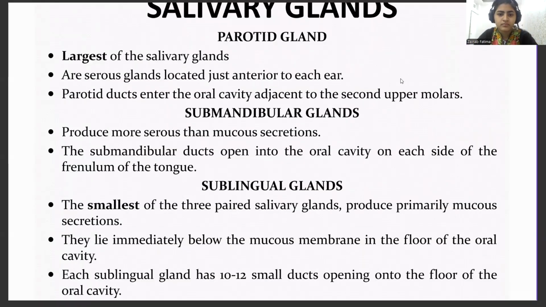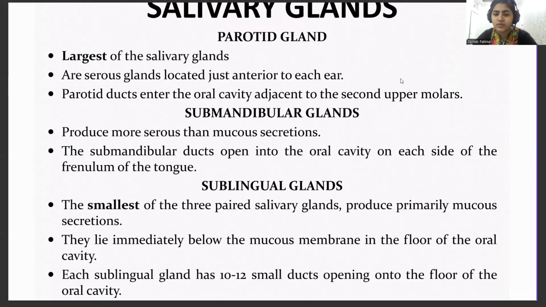Okay. Then we have the submandibular gland, which produces more serous than mucus secretion. The submandibular ducts open into the oral cavity on each side of the frenum of the tongue. We have both secretions here, but more serous than mucus. When you put your tongue upwards, you will see the frenum, but at the side of the frenum, we have ducts. Then we have the sublingual gland.